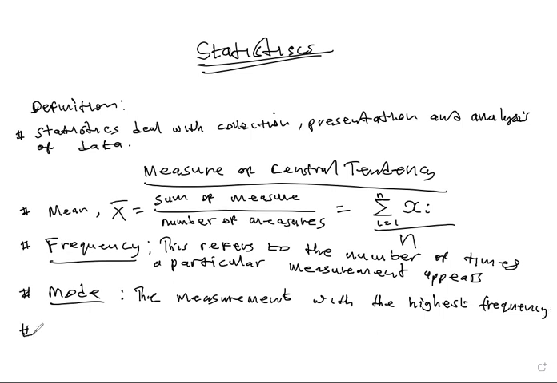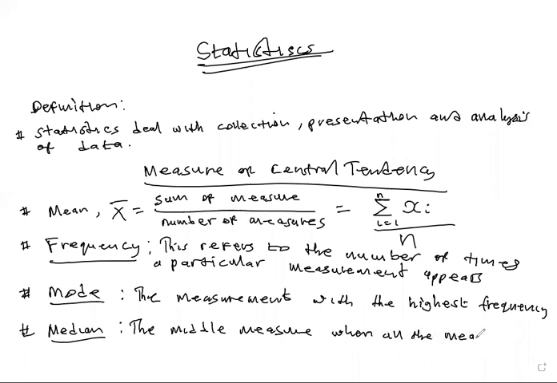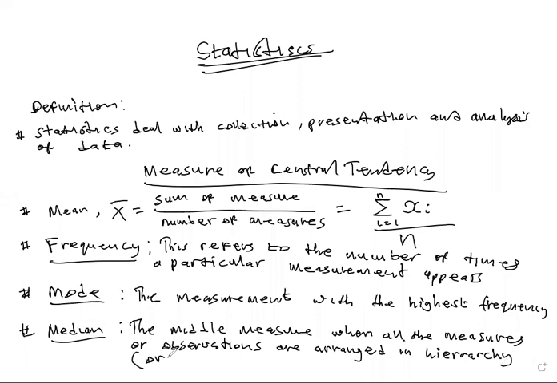And then we also discussed the median. We said the median is the middle measure or observation when all the measures or observations are arranged in hierarchy or order. So these are the few things that we discussed.